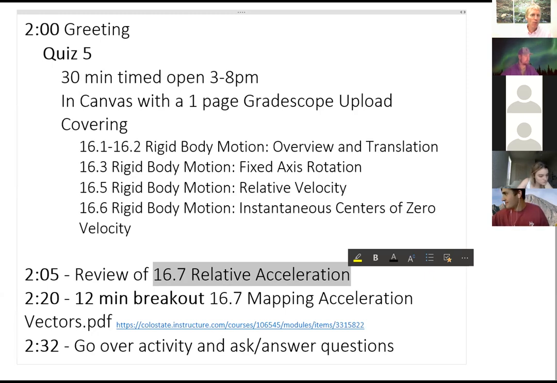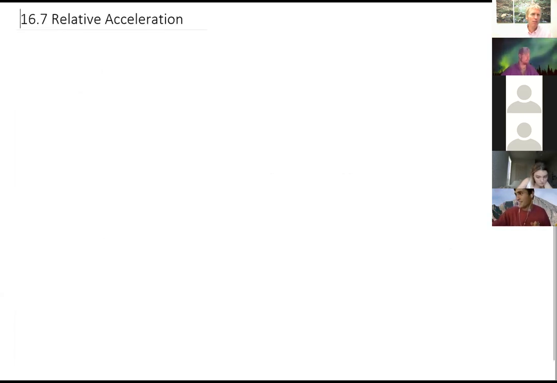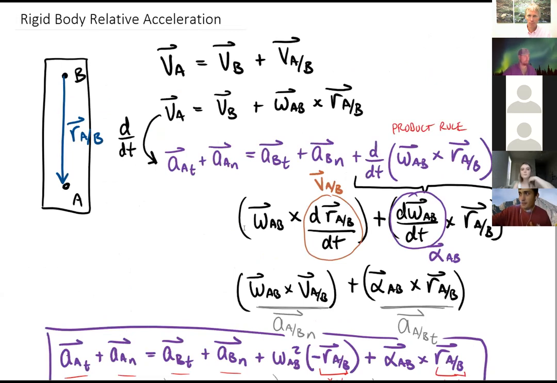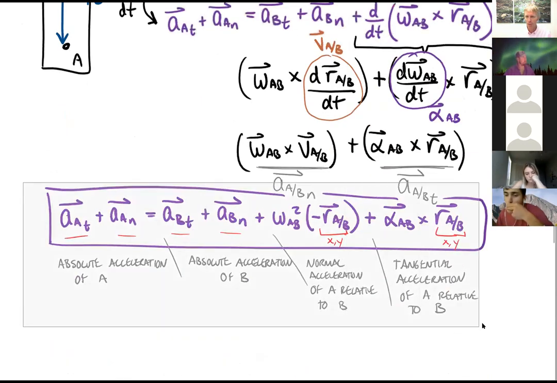All right, so relative acceleration. The structure is still based upon the same kind of thing we're doing for relative velocity. It's just that we know that acceleration is the time rate of change of the relative velocity. Fundamentally, what this means is that every single velocity term, where we had velocity of A, velocity of B, and this relative velocity between them, gets split into a tangent and a normal acceleration term.